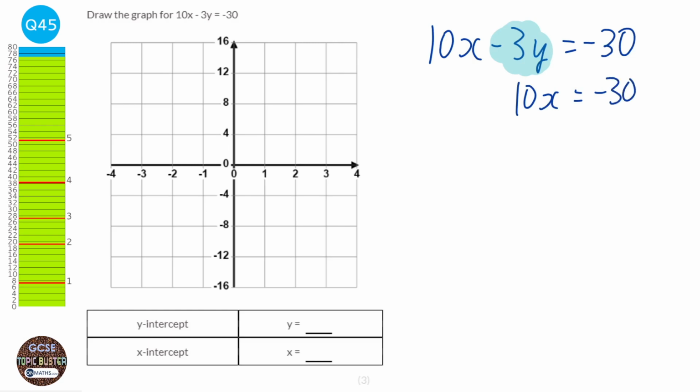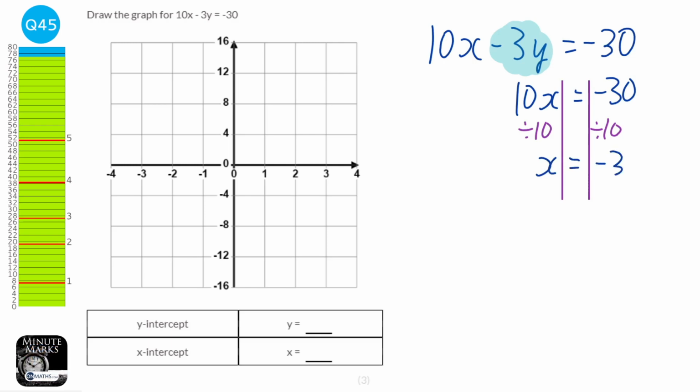So if I get my solving lines in, I just need to divide by 10 both sides. So we've got x equals minus 30 divided by 10 is going to be minus 3. Now x equals minus 3 gives us the x-intercept. So we know that the x-intercept is minus 3. What is the x-intercept? Well, it's where the graph will hit the x-axis. So it'll hit it at minus 3.